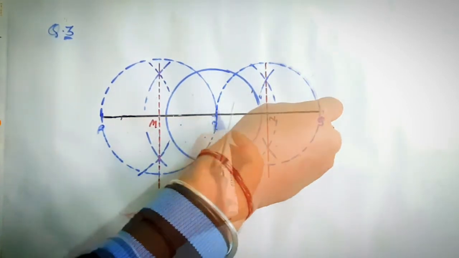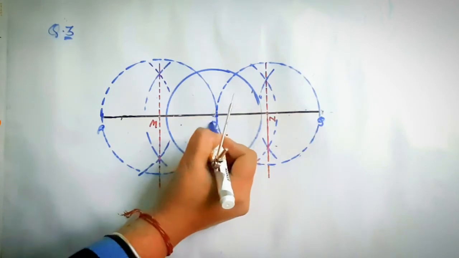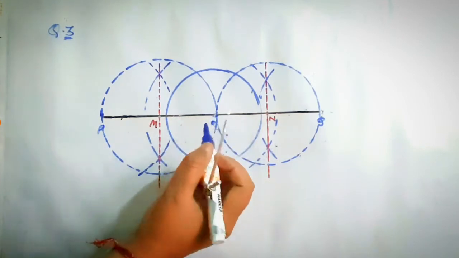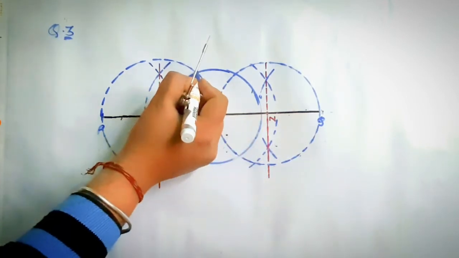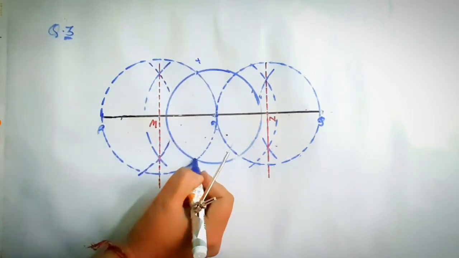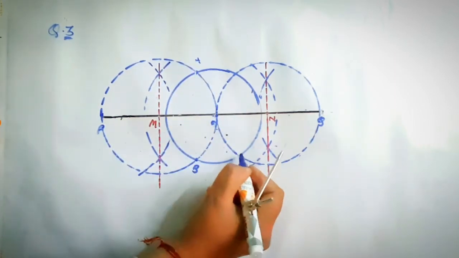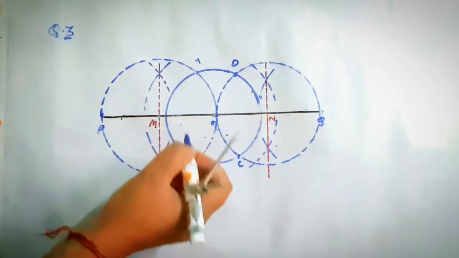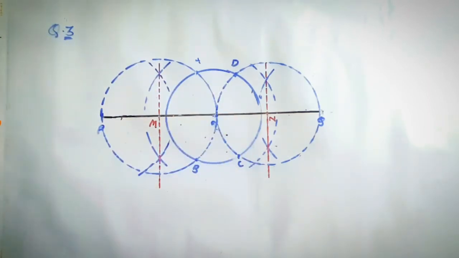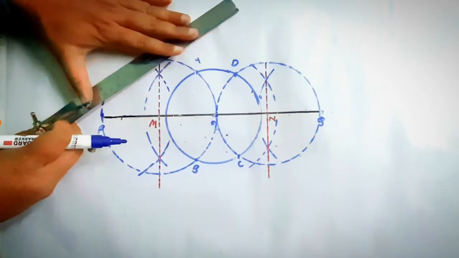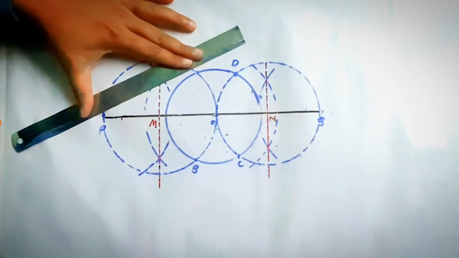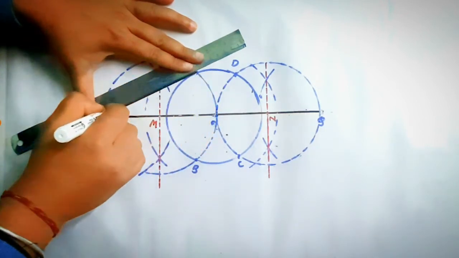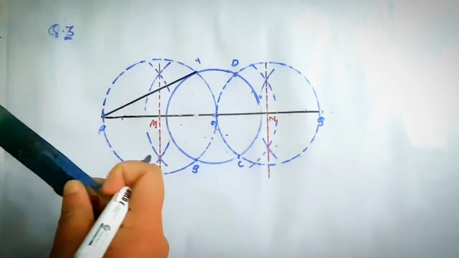So you can see both circles are intersecting at O, and these two dotted circles are intersecting the first circle at 4 points A, B, C and D. A, B, C, D are the points of contact for P and Q respectively. So let us draw tangents now. Join A with P as well as B with P.